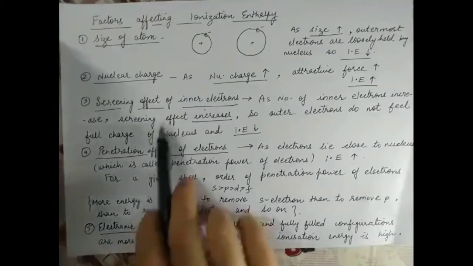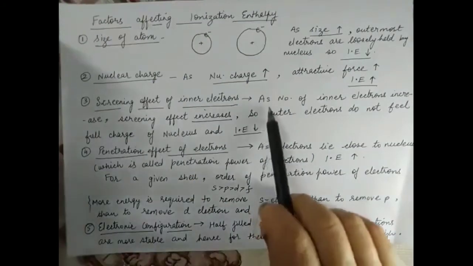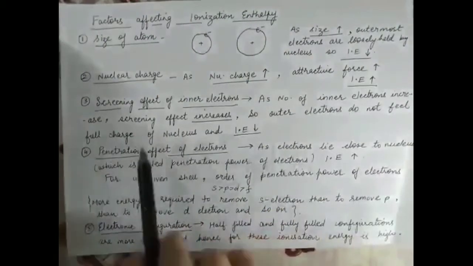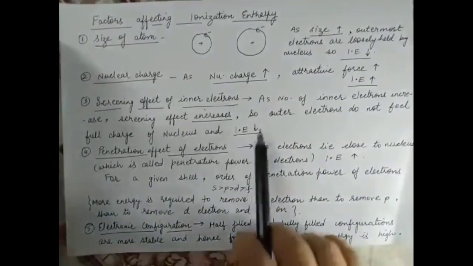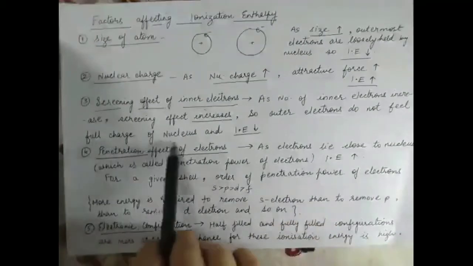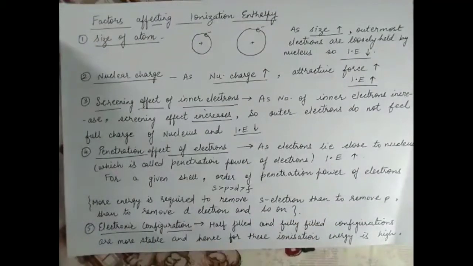So what happens when screening effect of inner electrons increase? As the number of inner electrons increase, screening effect increases. So outer electrons do not feel the full charge of nucleus, and since outer electrons are not feeling the full attraction of nucleus, they can be easily removed. So what will happen? We have to supply less energy, so ionization enthalpy will decrease. So as size increases, ionization enthalpy decreases. As nuclear charge increases, ionization enthalpy increases. As screening effect increases, the ionization enthalpy decreases.